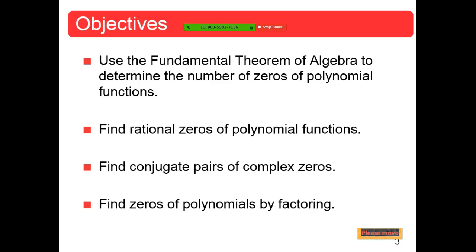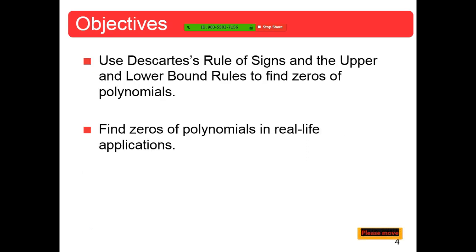And then we'll talk a little bit about the conjugate pairs of complex zeros, but that wasn't in our course description, so I'm going to go through that pretty quickly. And then we'll find the zeros by factoring. That's pretty important. And then we'll use Descartes' rule of signs and the upper and lower bound rules. That's 3 different rules there to find zeros of polynomials. Actually, Descartes' rule of signs has 2 parts to it, so it's almost like there's 4 different pieces there. But those are extra tools.